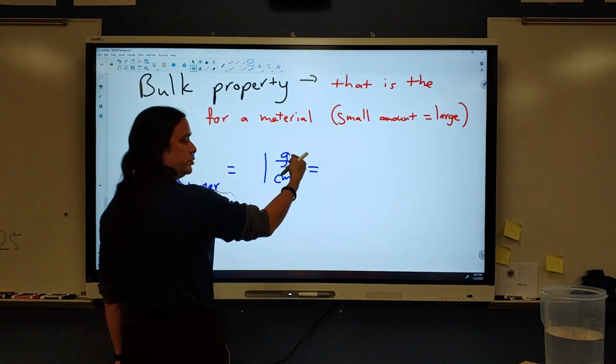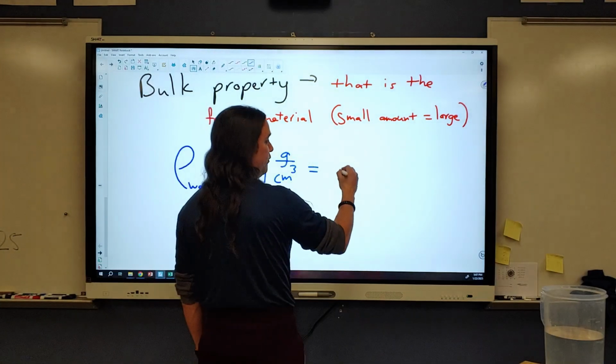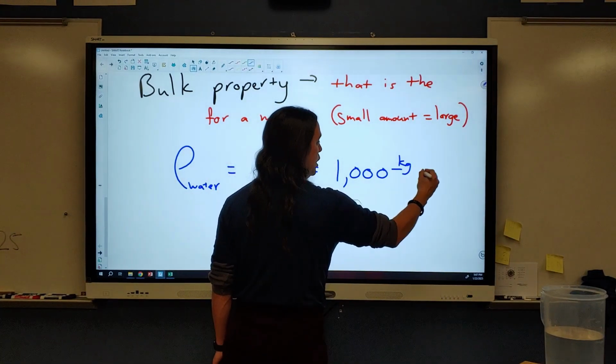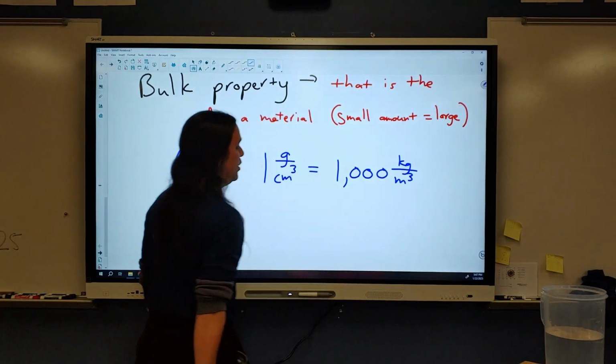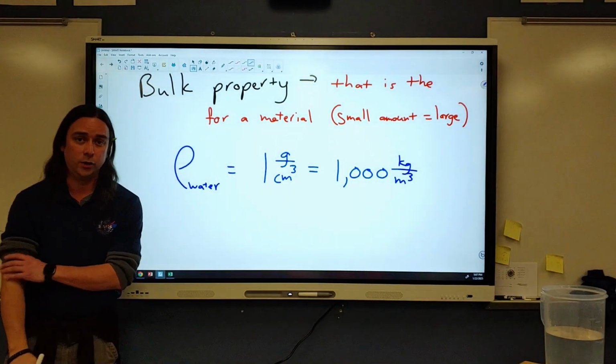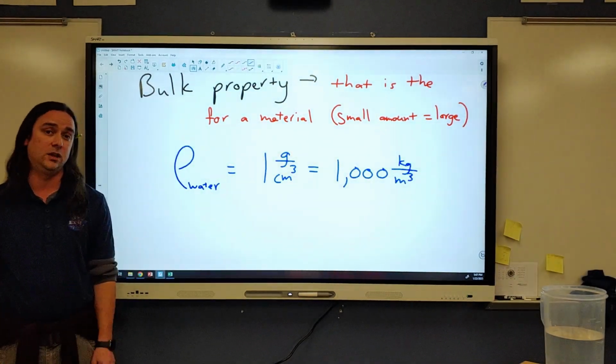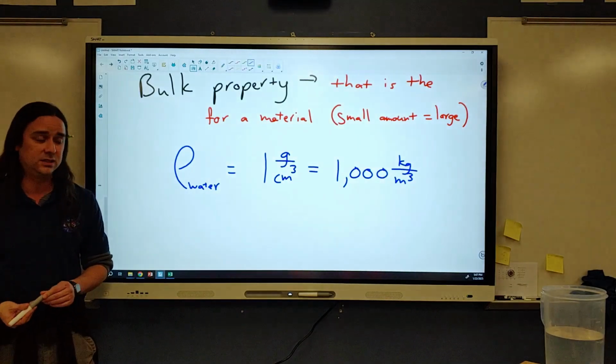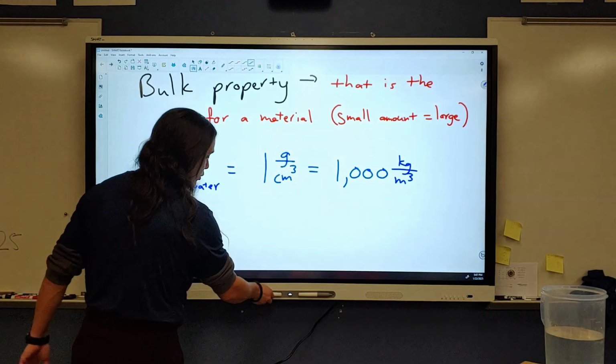For us, we don't use grams and cubic centimeters. When you do the conversion to SI, which is what we want to use, you will find that the density of water is 1,000 kilogram per cubic meter. You will be seeing that in my lessons as we go forward, and most likely on the AP exam. That is the standard value for it.